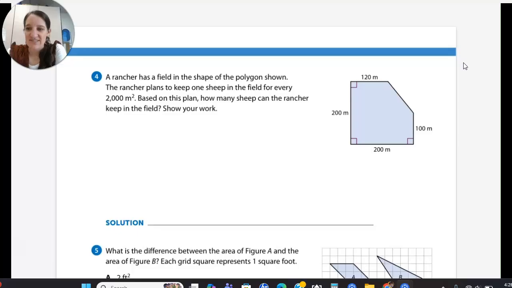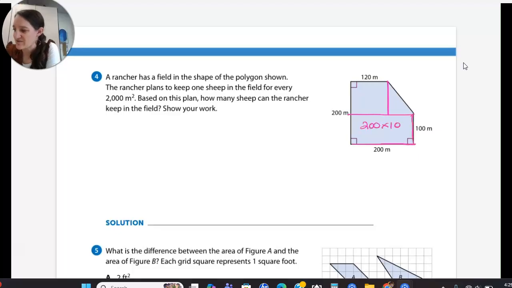All right, what shapes do we see? How do we want to break this up? I'm thinking like this and like this. Is that how you see it? I'm going for it. Okay, because that one will be easy. 200 times 100 would just be 2 times 1, which is 2, with 1, 2, 3, 4 zeros. So 20,000 square meters right there.